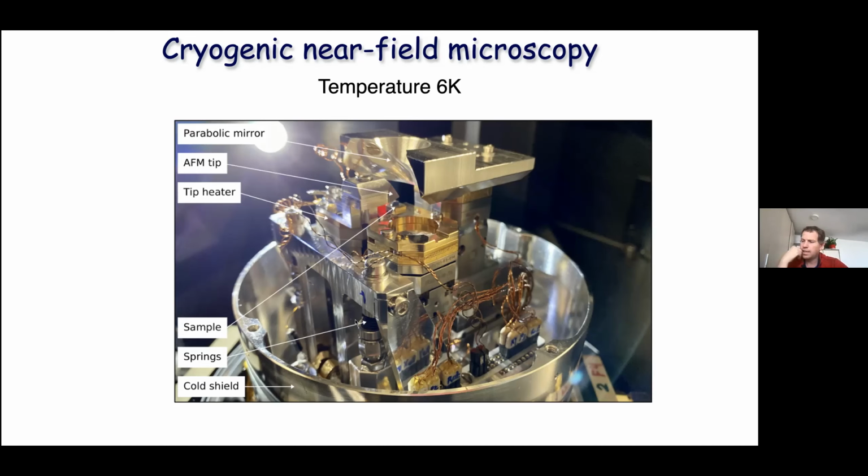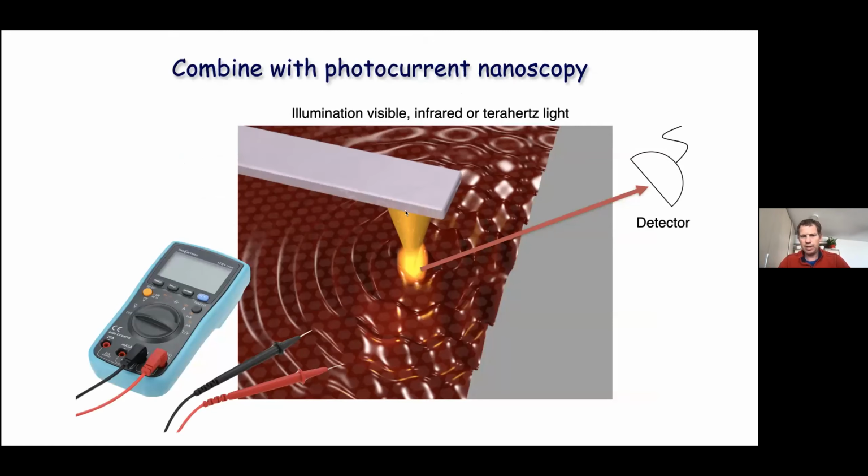The data will show basically a mix. Some of them are taken at room temperature, some of them are taken at low temperature. This system is mostly operated now in photocurrent mode. In this mode, we illuminate locally with the tip with infrared or terahertz light, and then we measure the voltage across the device.